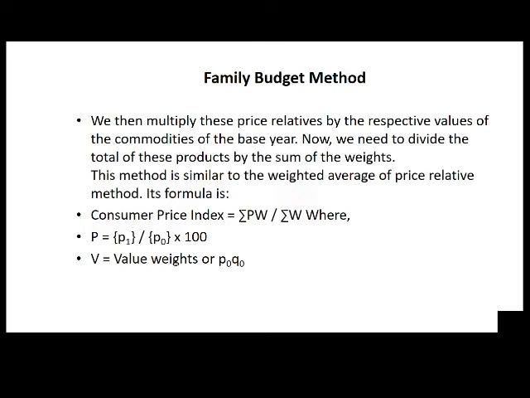P1 is nothing but the price of the current year. P0 means the price of the base year, into 100. W means the value of weights, which is simply P0Q0, where P0 means the price of the base year and Q0 means the quantity of the base year.